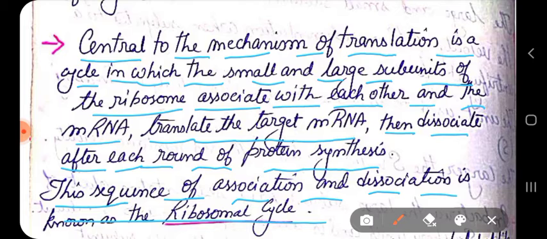So I hope you have understood what the ribosomal cycle means. Association of the subunits, then translation occurs, then after the end of translation the ribosomal subunits dissociate so that they can carry out the next round of translation. This process is known as the ribosomal cycle.